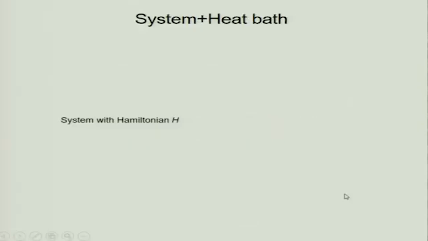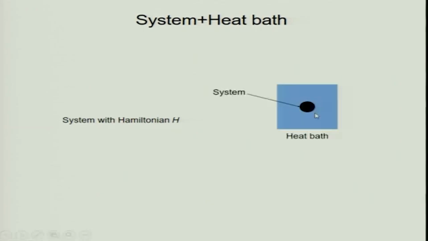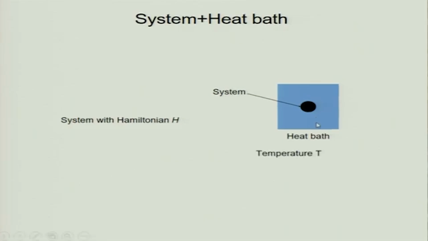In statistical physics we have a system with a Hamiltonian, and it is in a heat bath. The system could be an atom, or a set of oscillators, or a metal, an electron gas. The system is in a heat bath at a constant temperature, and we assume the system is in equilibrium.